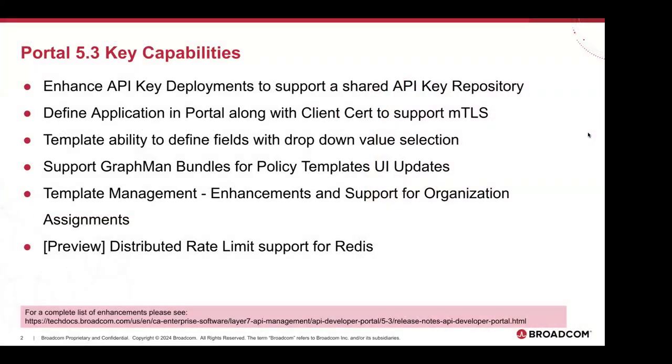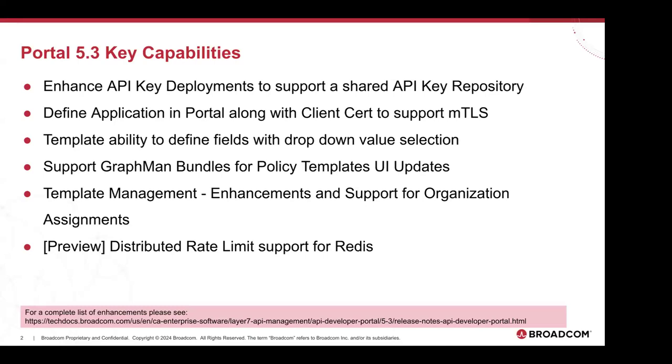Key capabilities. These capabilities we'll dive into a little bit deeper, but at first glance, we're going to be talking about the new way of API key deployments being enhanced to provide the ability to have a shared API key repository. This will be for the OTK for this initial release, and we'll expand in future to other types of key storage. We're going to be supporting mutual TLS for client certificates actually uploaded and managed within the portal itself. We're enhancing the policy templates that you can build to now allow you to declare fields with drop-down values. So you can actually set those specific values in a drop-down list.